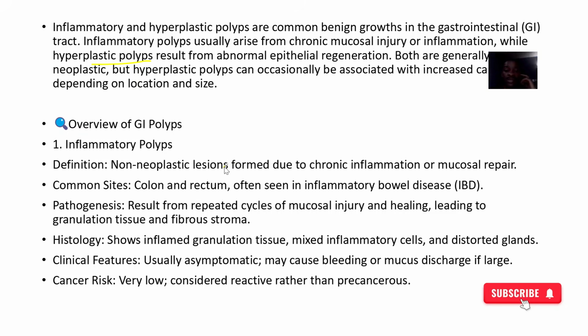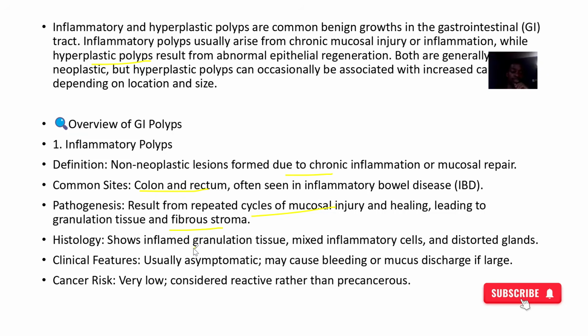So they are non-neoplastic forms, and it's due to chronic inflammation that they are there. So you can see them in the colon and the rectum. Okay, and they are often seen in inflammatory bowel disease. So pathogenesis results from repeated cycles of mucosal injury and healing, leading to granulation tissue and also fibrous stroma.